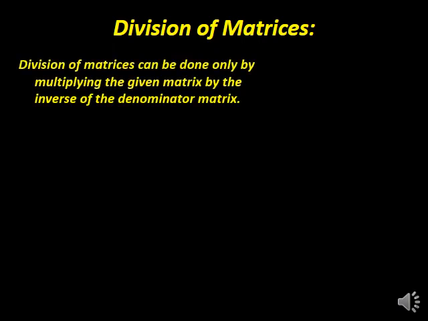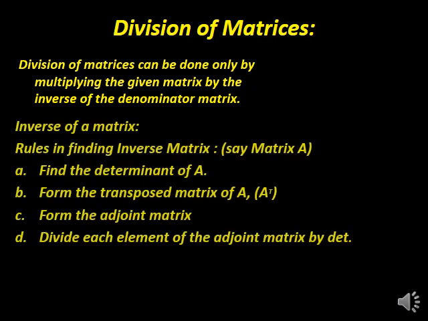Okay, for the division of matrices, it is not valid to divide matrices because it is not defined. But we can proceed with the division by using multiplication instead. So, instead of dividing, we multiply by the inverse of the divisor matrix. Division of matrices can be done only by multiplying the given matrix by the inverse of the denominator matrix. Okay, and this is the procedure.